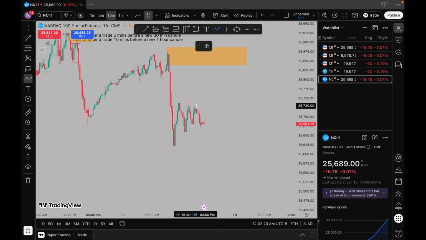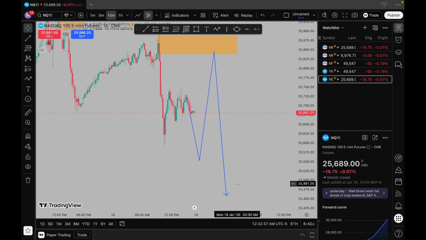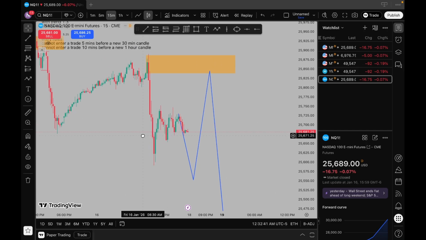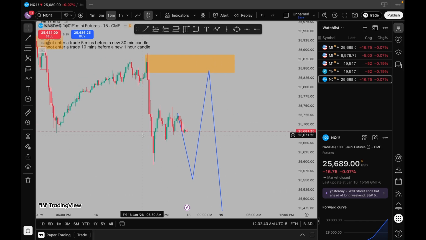So it needs to come from here, pull past this, close, and then pull back and then touch the area. If it touches this area, this is 100% going to go back down, if you're in session. Okay? So remember, these trades have to be in session. Because we're trading the NASDAQ, it has to be from 9:30 to 4 p.m. Eastern time.